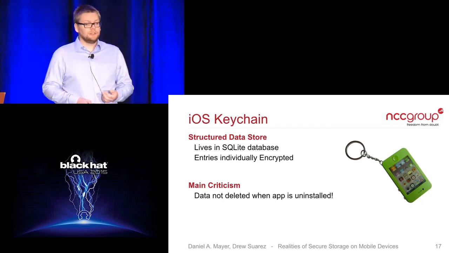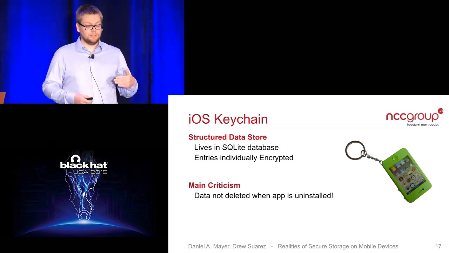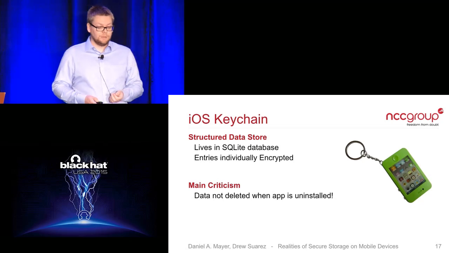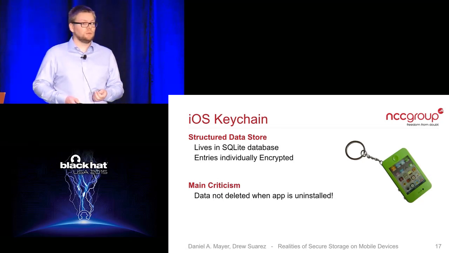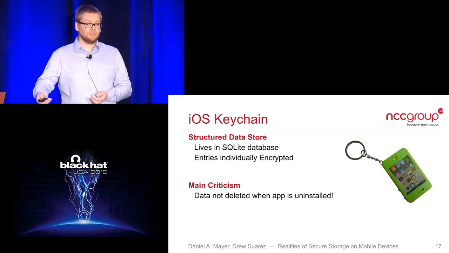Internally, it's just a SQLite database which lives on the file system. And in there, we have different entries which are protected using different keys. So each entry in this SQLite database is protected using a key which gives you the different guarantees we already talked about. It's very similar. The main criticism I have for this is that if you uninstall an application, it will not delete the data. There's not even a way to hook the uninstall process and delete data. So you may uninstall an application which stored something sensitive in there, and a year later somebody can get your phone and the data will still be in the keychain.